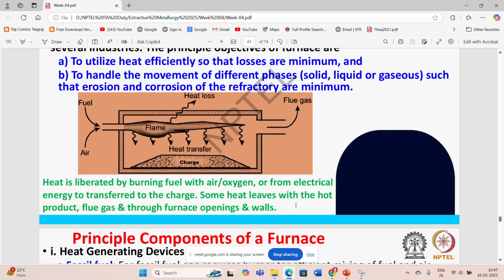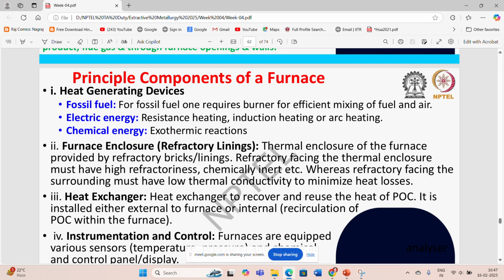The principal components of a furnace are, first, heat generating devices, which can work with the help of fossil fuel, and fossil fuel can be liquid or solid fuels. Liquid fuels are diesel or petroleum oils, while for solid fuels we can use coke or coal or non-coking coal. Then electrical energy, which can be done with the help of resistance heating, induction heating or arc heating. Then chemical energy, where we can provide some exothermic reactions, with the help of which the temperature gets increased.